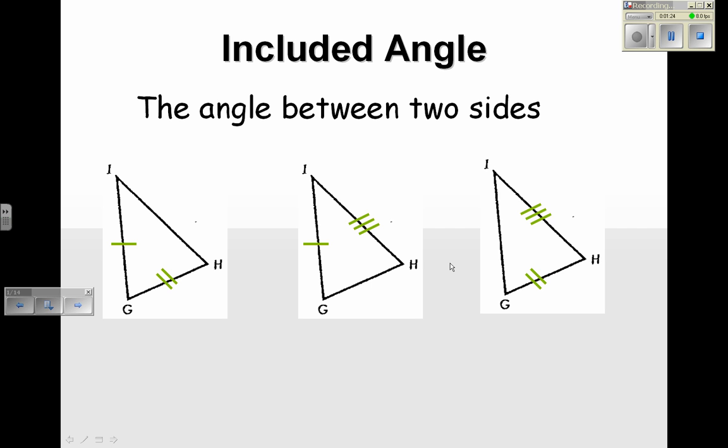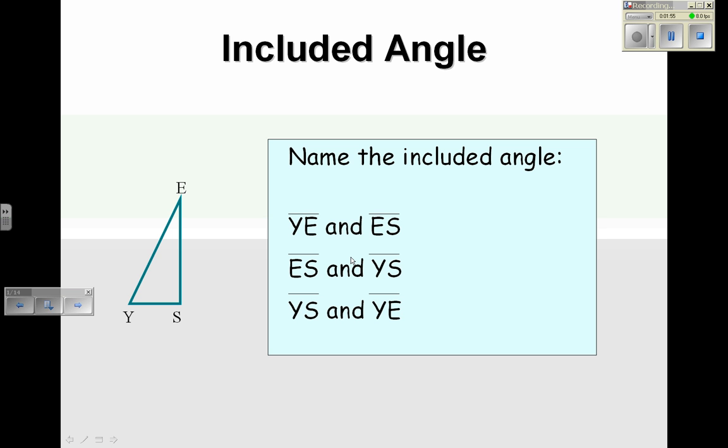So before we go on, we have to talk about included angles and included sides. An included angle is the angle between two sides. So if I look at this first picture and I have these two sides marked, the angle included between the two is the one that is made up by those two sides. So that's angle G. The angle included between these two is angle I, and the last two, angle H. So between YE and ES, we'd have angle E. Between ES and YS, we have angle S. And between YS and YE, we have angle Y.